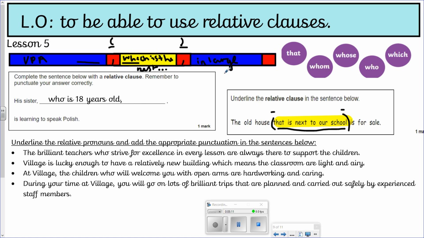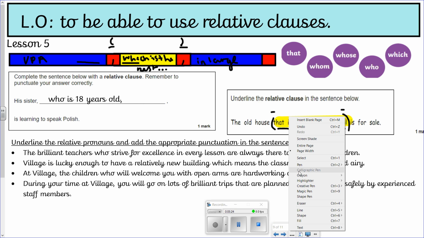The main clause, the blue, is the house is for sale. The old house is for sale. And the yellow bit has just been added, it's been slotted in there, out of nowhere. So next part then, it says underline the relative pronouns and add the appropriate punctuation into the sentences.